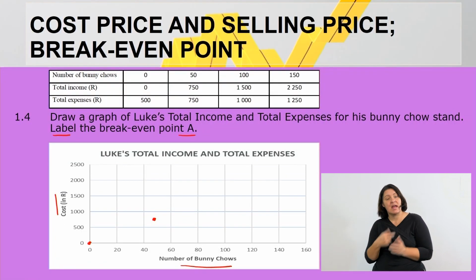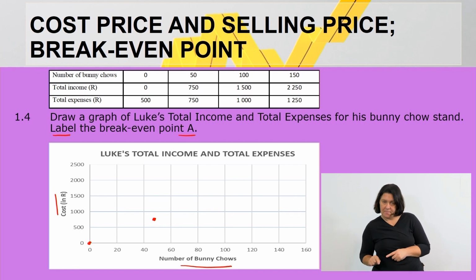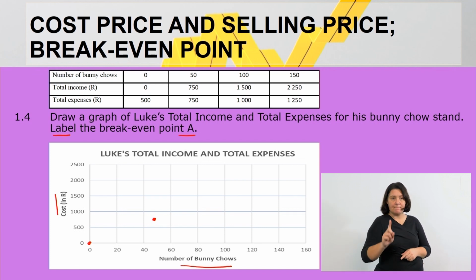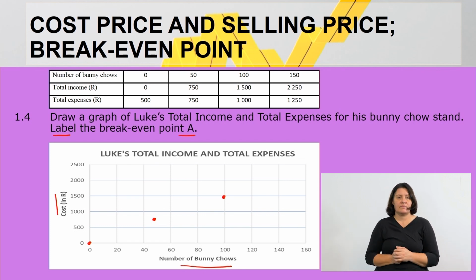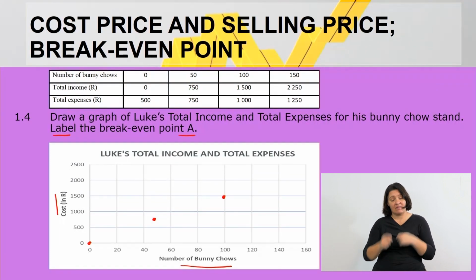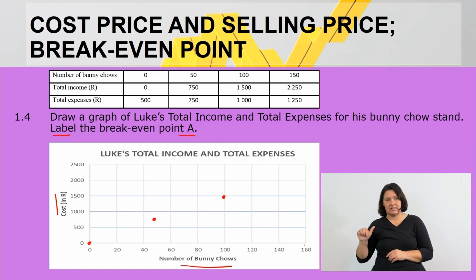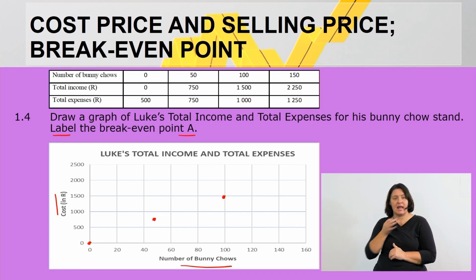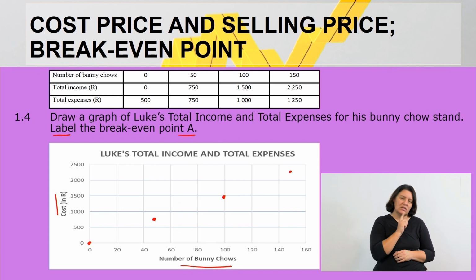Then next up, if Luke sells 100 bunny chows, I go to the number of bunny chows, find 100 on my x-axis, and I go all the way up. The income should be 1,500, so I'm going to plot that point right there. Then, if Luke sells 150 bunny chows, so that will be between 140 and 160, his income will be 2,250. So I go all the way up. And 2,250 will be halfway between 2,000 and 2,500 Rand. So I hope that makes sense.